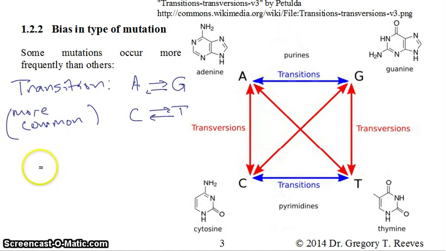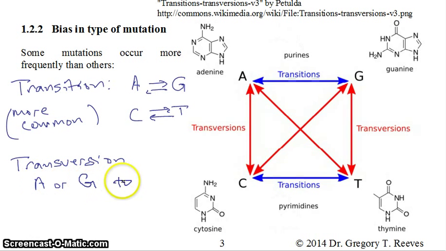than the second category of mutation, which is called a transversion. A transversion would be an A or G to or from a C or T. So transitions are on these blue arrows here, and transversions would go on the diagonals or vertically. So these would be the transversions. And they're far less likely to happen than a transition.